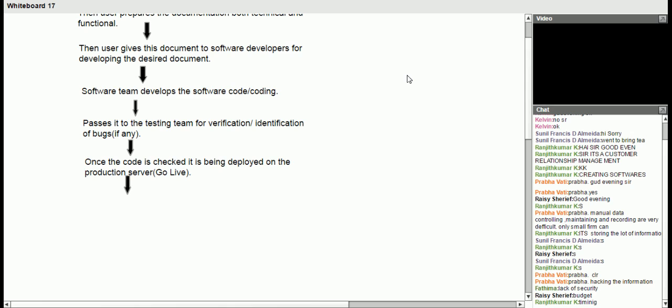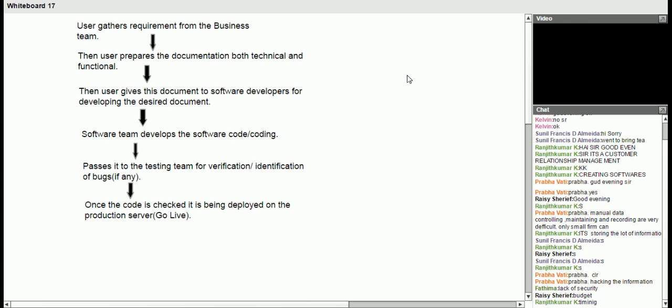Once the code is checked and it is being deployed on the production server, go live. Then this is all. You can skip this. So do you understand this? So this is how the software is being developed in the software industry.